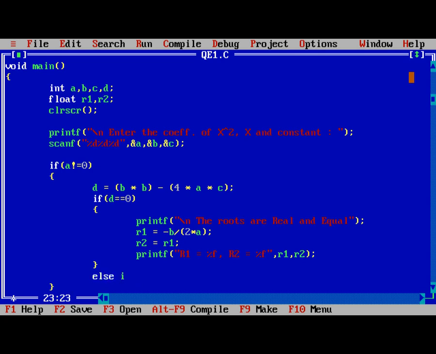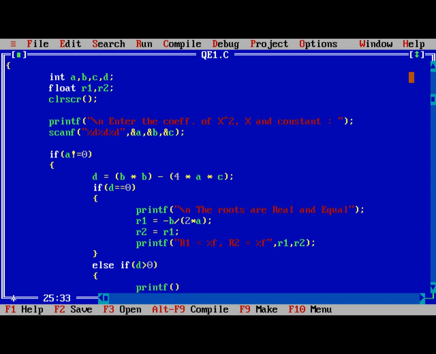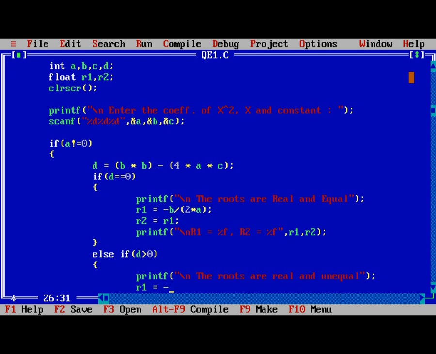Now we need to check D greater than 0. If this is true, we need to print the roots are real and unequal. So R1 is equal to minus B plus SQRT of D, whole by 2 into A.